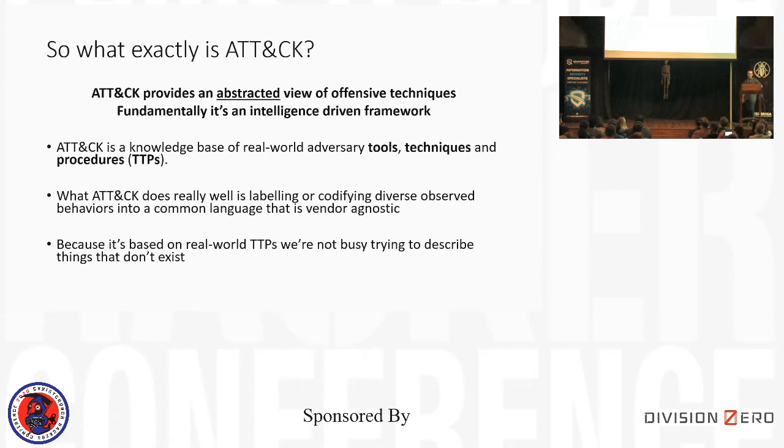ATT&CK provides an abstracted view of offensive techniques. Fundamentally, it's an intelligence-driven framework. This may be self-evident, but it's worth pointing out nonetheless that bad stuff doesn't automatically get categorized into one of those procedures ATT&CK has. People retroactively apply those labels to behavior that can be observed. Because of this, ATT&CK focuses on real-world adversary techniques. There's no concept of theoreticals in there. And ATT&CK does an awesome job of describing badness in a vendor-agnostic way, which is probably why it's become so popular.